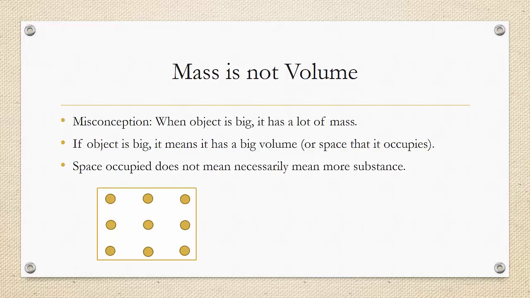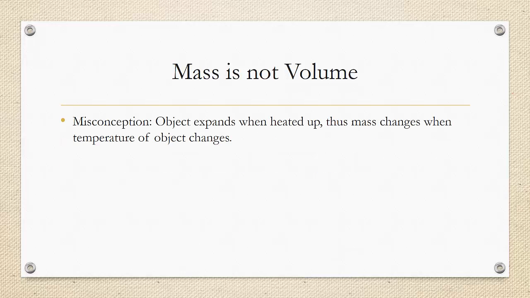Take a look at this example. This object occupies quite a bit of space, but it has only, let's say, 9 particles. This object occupies little space, but it also has 9 particles. So actually both these two objects have the same amount of mass, just that this occupies a lot more space as compared to this.